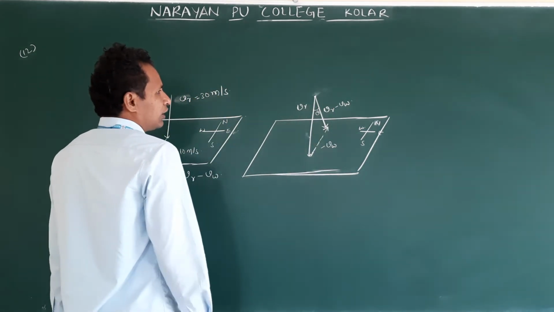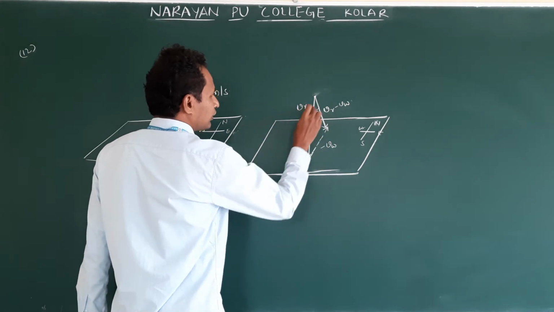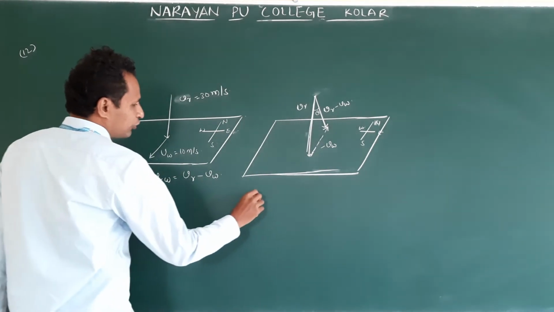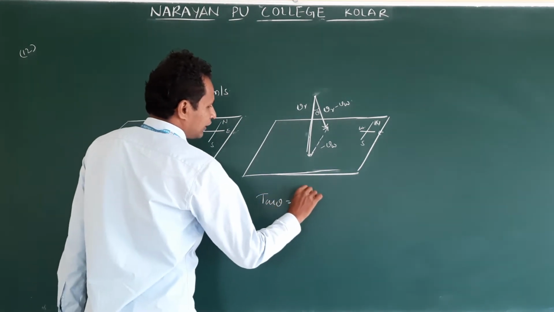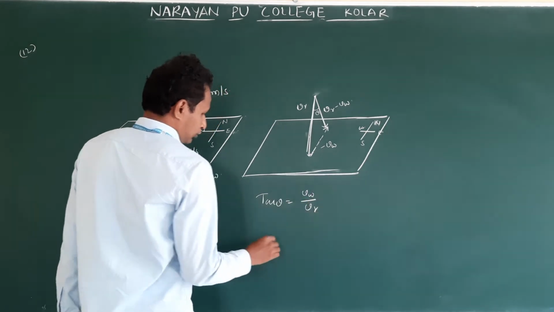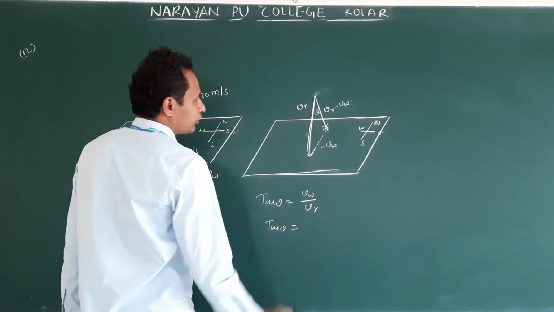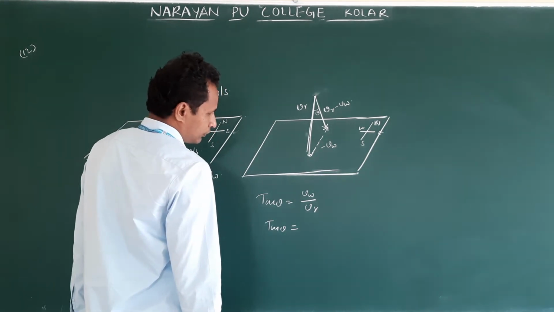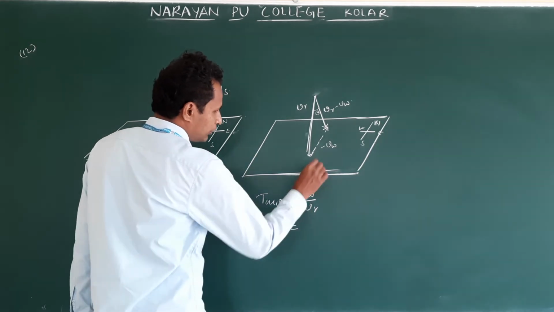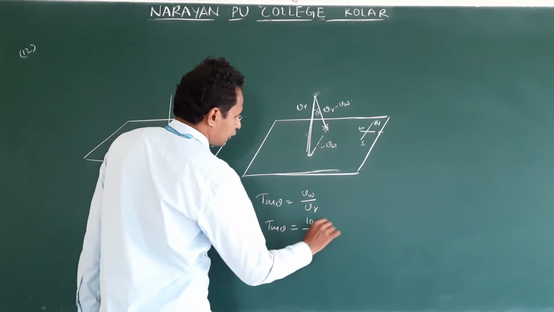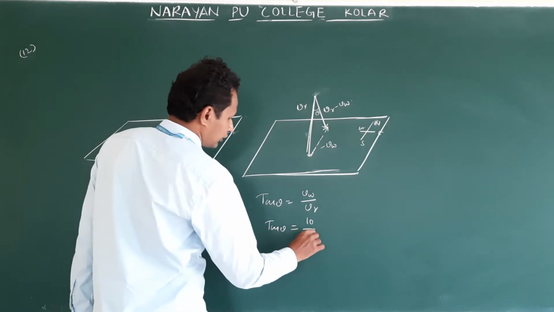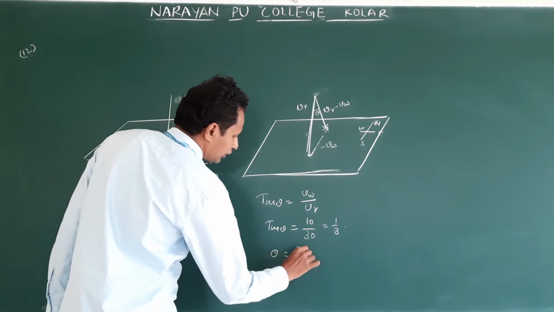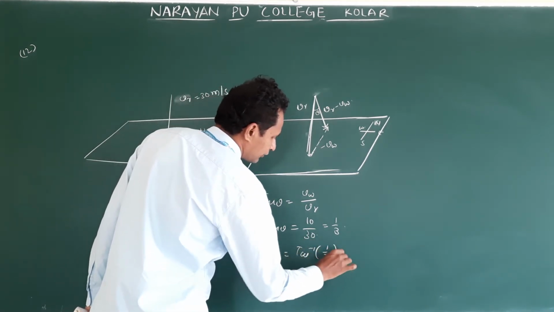Now how do we get it? We know this is VR and this is VW. This is theta. The direction, how do we get it? Tan theta is equal to VW by VR. VW is 10, VR is 30. So this is 1 by 3. So theta is equal to tan inverse of 1 by 3.